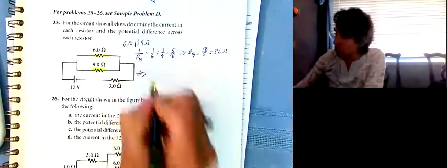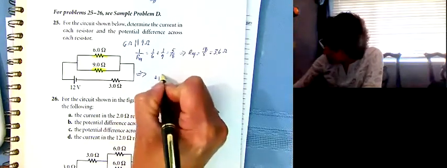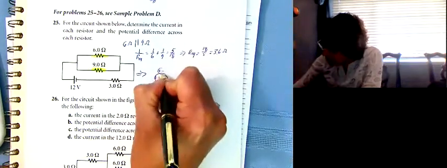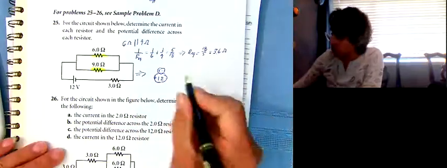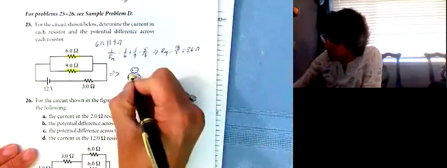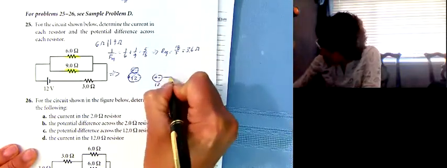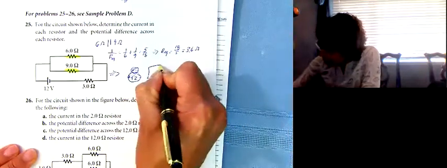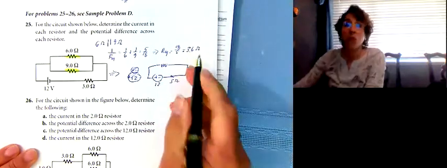I'm going to redraw the whole circuit. So I have a 12-volt battery. Oh, it really should be like this, a plus and a minus inside, and then 12 volts on the outside of it. Sorry, it's not drawn very well here. Let me start again. I'm going to have a 12-volt battery in series with the 3 ohms. And that is in series with this 3.6 ohms.